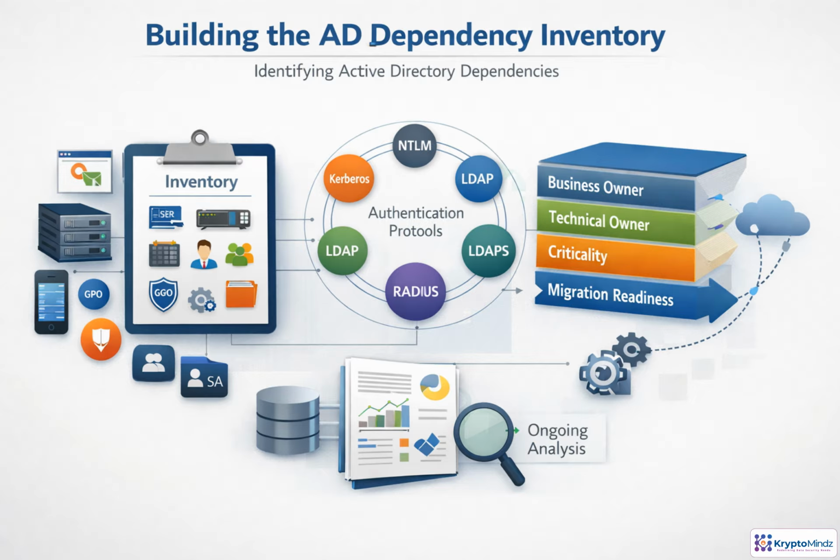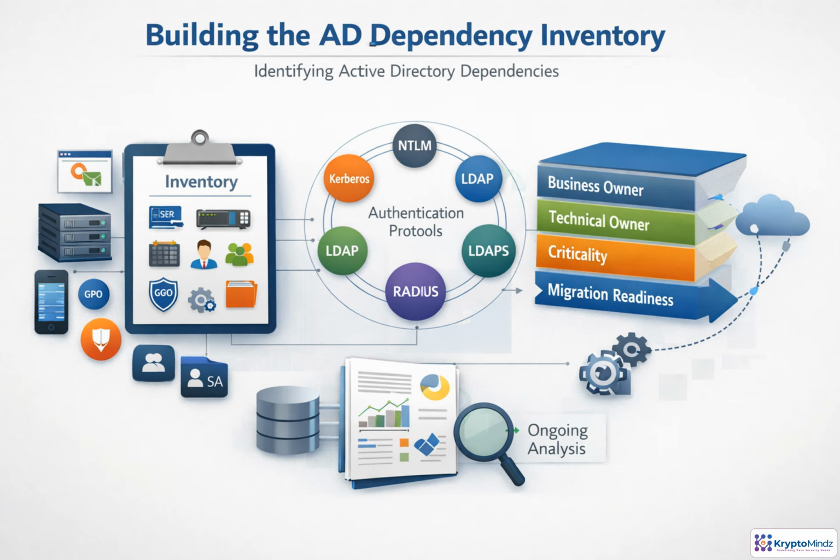Dependency reduction starts with knowing exactly what still relies on Active Directory. Capture applications, servers, devices, users, groups, GPOs, service accounts, and file shares. For each item, record how it authenticates, such as Kerberos, NTLM, LDAP, LDAPs, or Radius. Then connect it to a business owner, a technical owner, its criticality, and its migration readiness. This turns discovery into action.